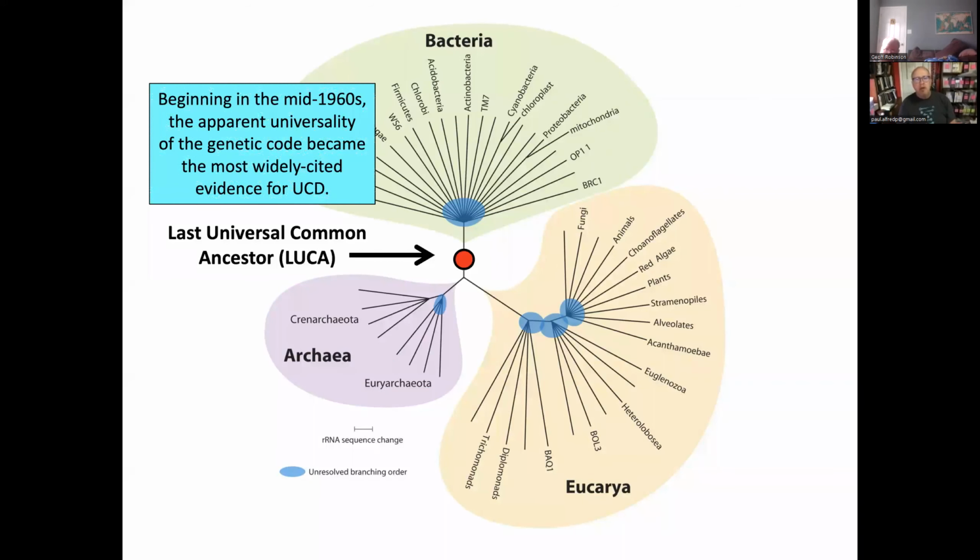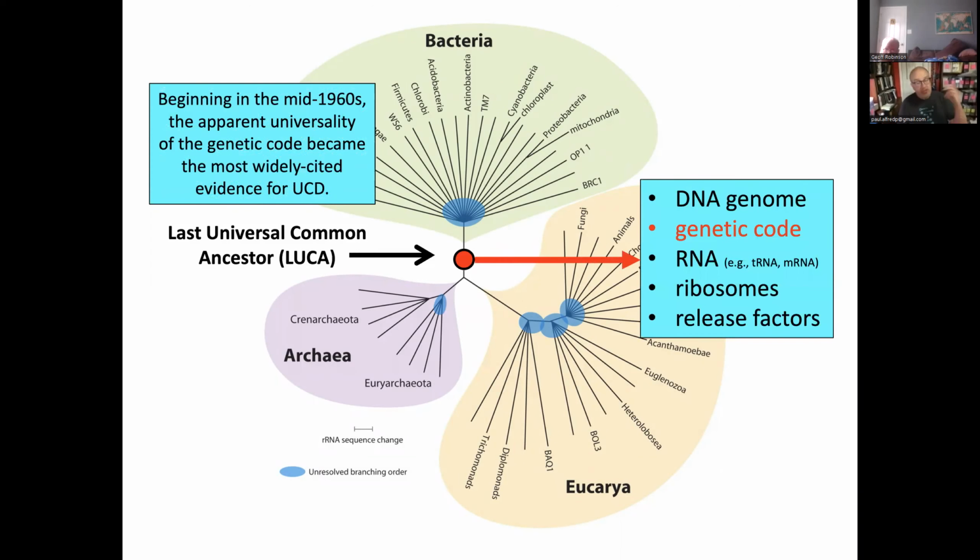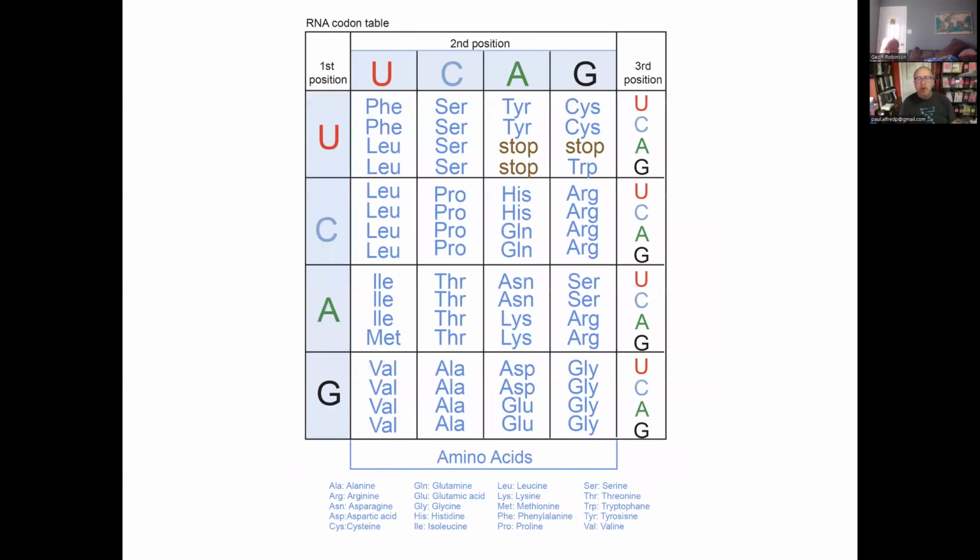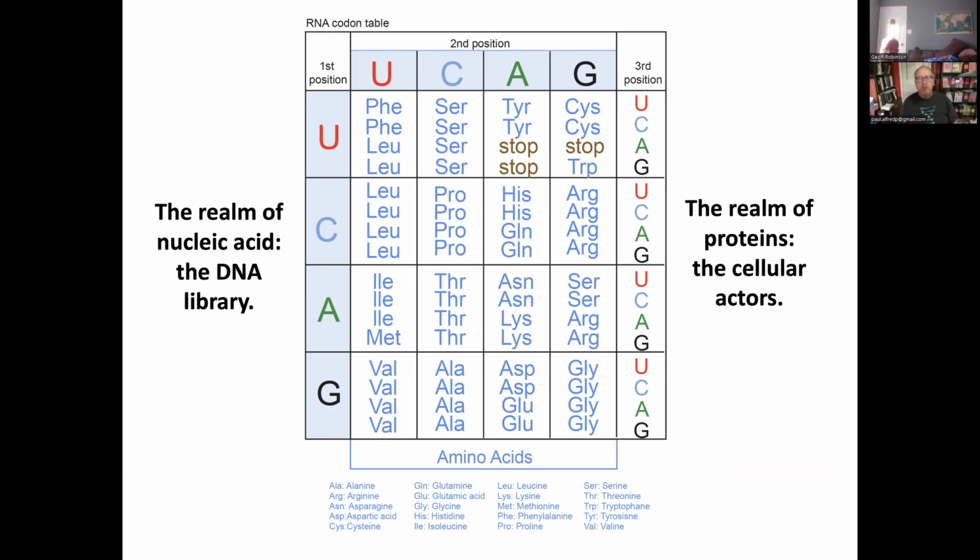So here's our three-domain representation of the tree of life again. And we say there's going to be a genetic code present in Luca. There it is in the RNA representation. This is the so-called canonical or standard code. And it is mediating information transfer from the DNA library, the realm of nucleic acid, to the realm of proteins, the cellular actors. Very important functionally for any cell.